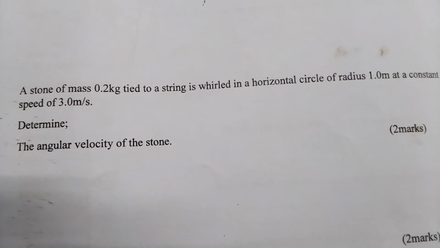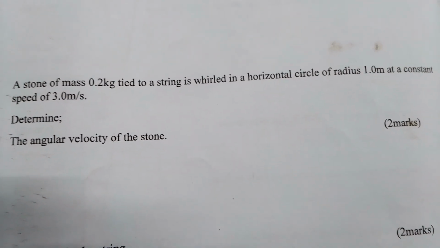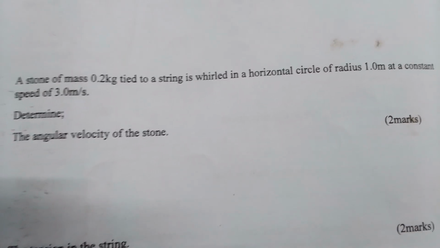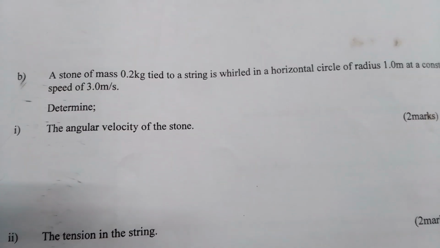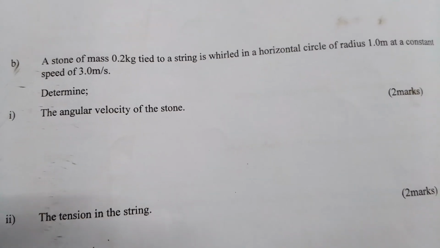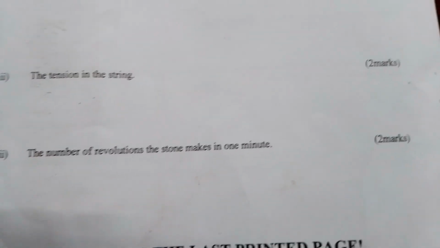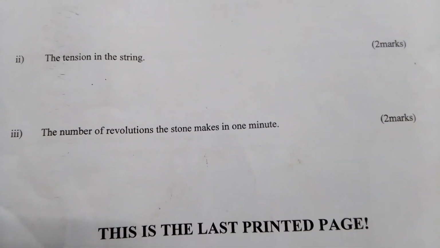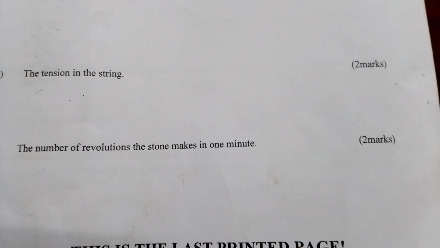That is 4 marks. A stone of mass 0.2 kilograms tied to a string is whirled in a horizontal circle of radius 1.0 meters at a constant speed of 3.0 meters per second. Determine the angular velocity of the stone, 2 marks. Then 2, the tension of the string, 2 marks. And then the number of revolutions the stone makes in 1 minute, 2 marks.